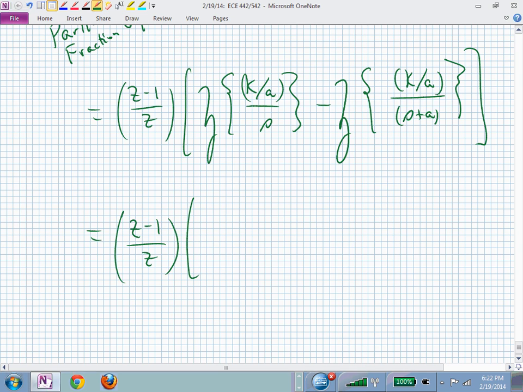K over a is just a scaling factor. And what's the z transform of a unit step? What's the z transform of 1 over s? And you can find that hopefully in the table if you don't remember it. That's the z over z minus 1. Then we just derived what the z transform of 1 over s plus a was. That was this z over z minus e to the minus at.